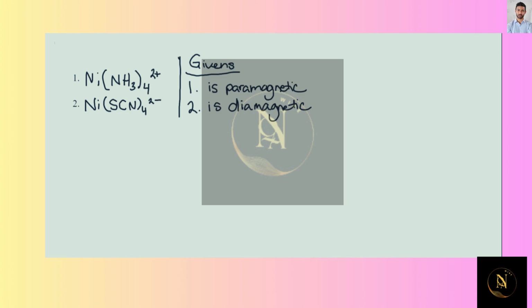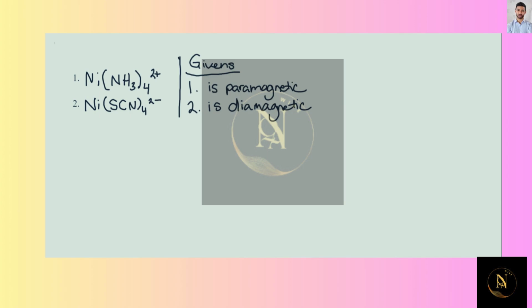So, section 21, question 2, asks us to determine whether these two nickel complexes are either tetrahedral or square planar, given that complex 1 is paramagnetic and complex 2 is diamagnetic.